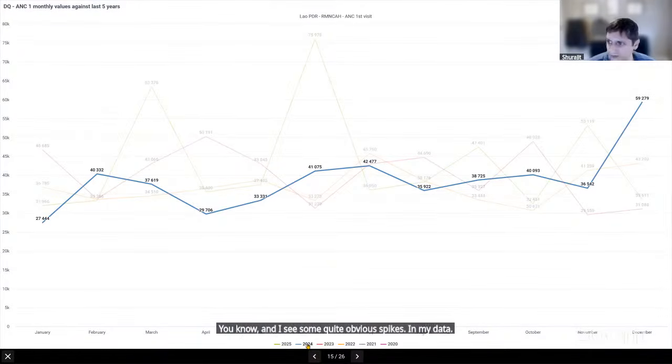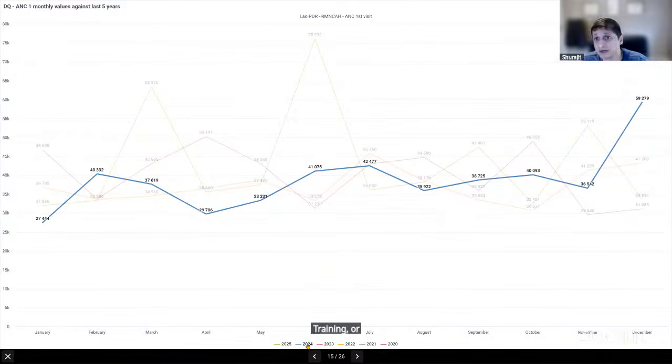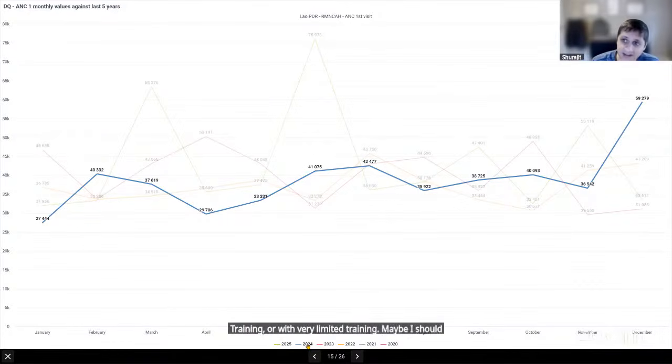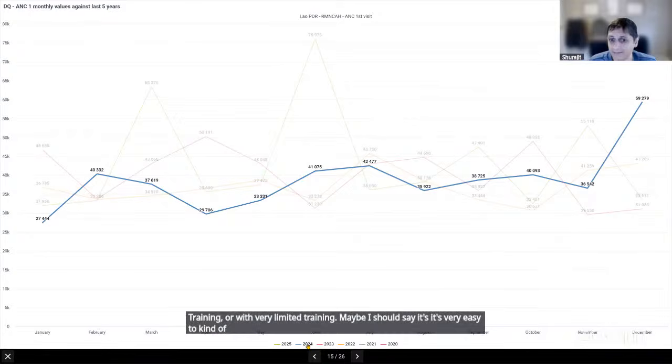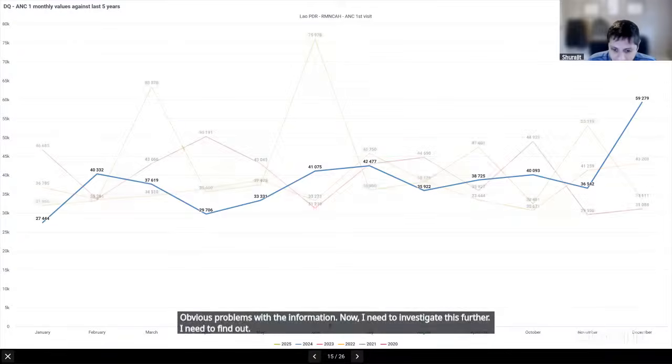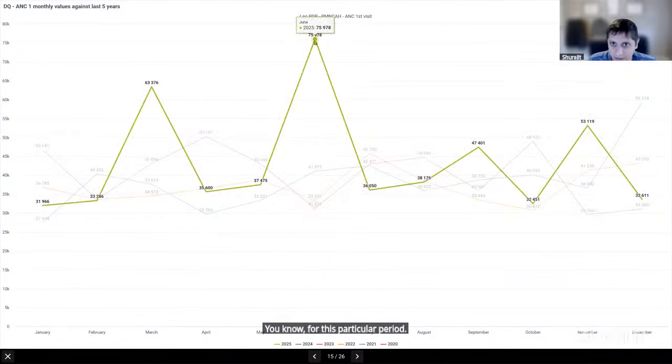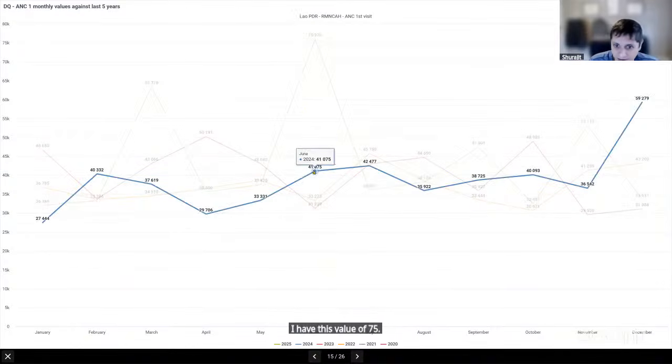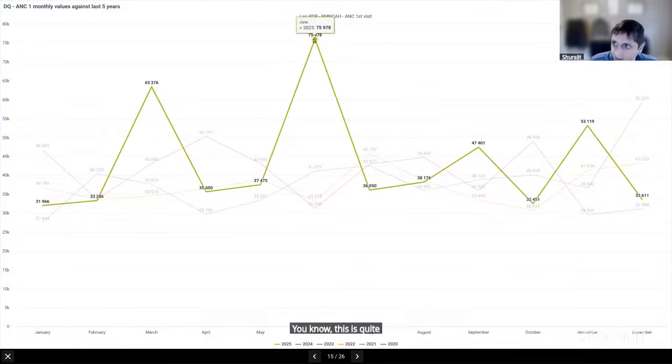So, without any training or with very limited training, maybe I should say, it's very easy to identify obvious problems with the information. Now I need to investigate this further. For this particular period, June 2025, I have this value of 75,000, whereas previous years I have 41, 33. This is quite a bit higher, right? Does that make sense? Is this an acceptable value?